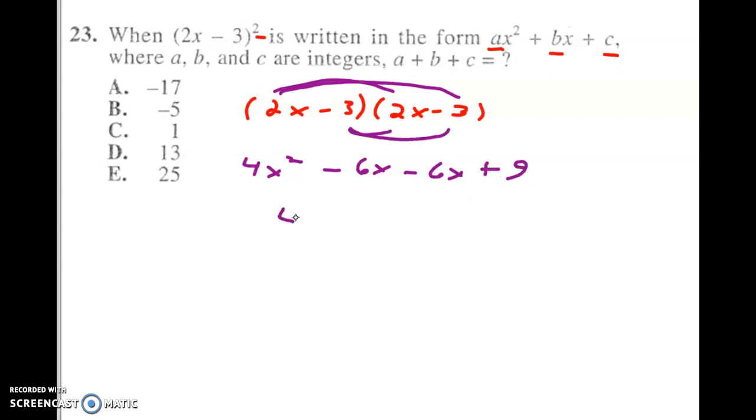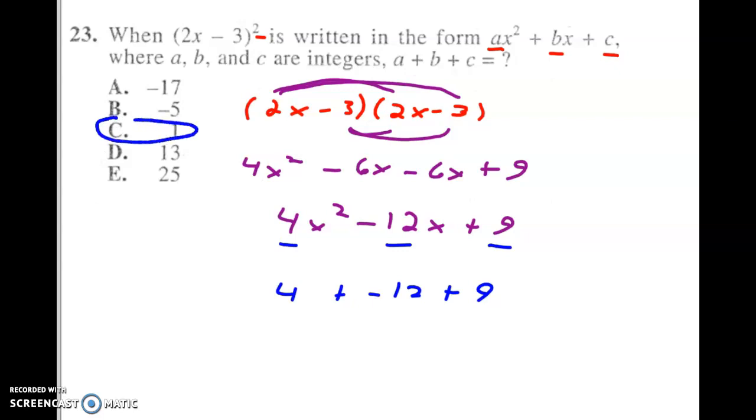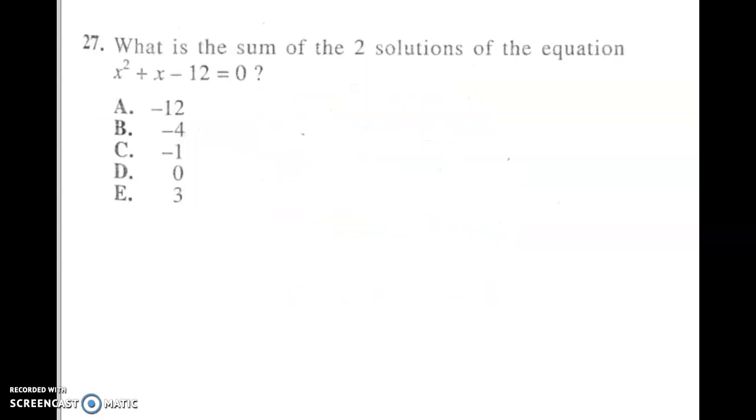Okay, and so if we clean that up, we have 4x squared minus 12x plus 9. And now just add together A, B, C. So here's A, there's B, there's C. So if we do A plus B plus C, I think that all comes out to be 1. Get the letter C. Again, these are ones we've already done in class, just they were commonly missed. I wanted to give you some feedback to let you know how to do them because many students were unsure the first time through.